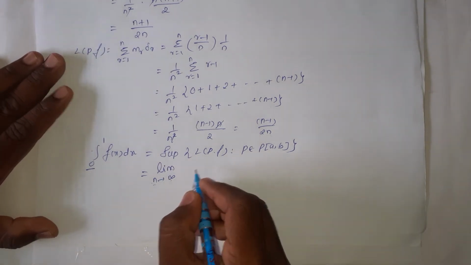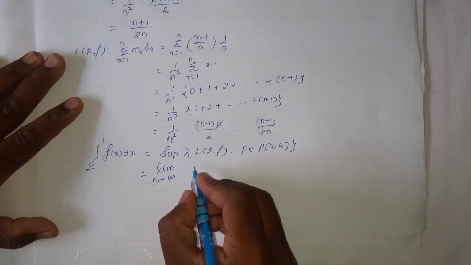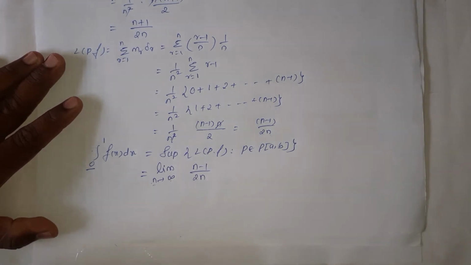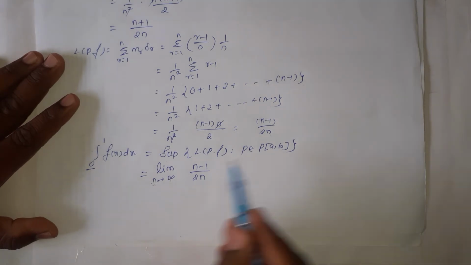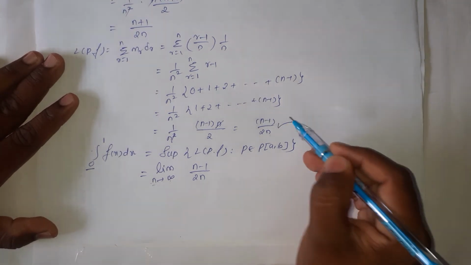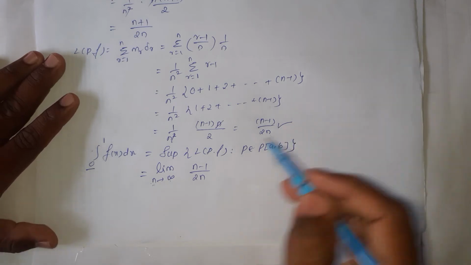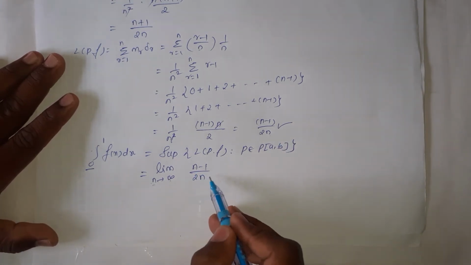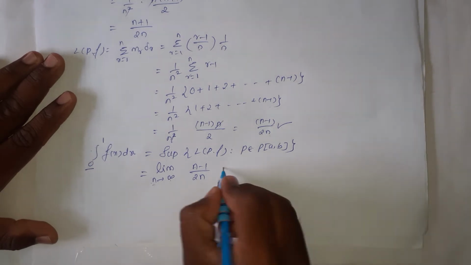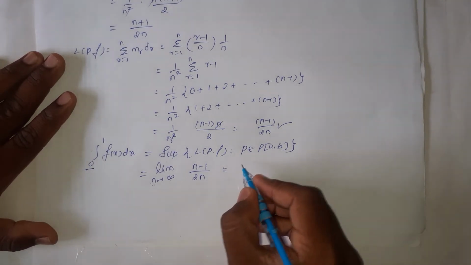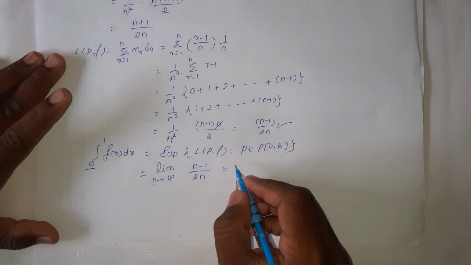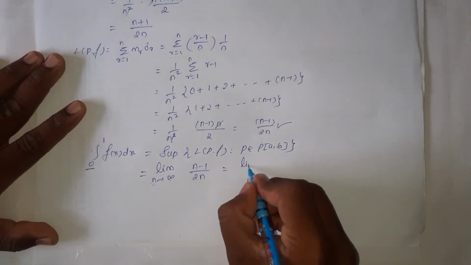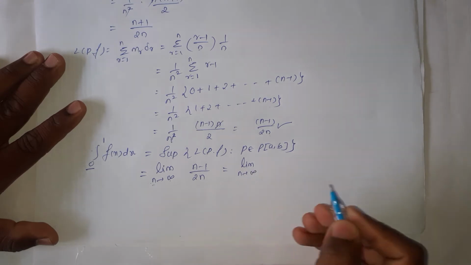Now here, L(P,f) is (n minus 1) divided by 2n, which was already calculated. So now substitute the same L(P,f), that is (n minus 1) by 2n, and we need to solve this limit. Whenever n is tending to infinity, we need to take n common. So that is equal to the limit as n tends to infinity.